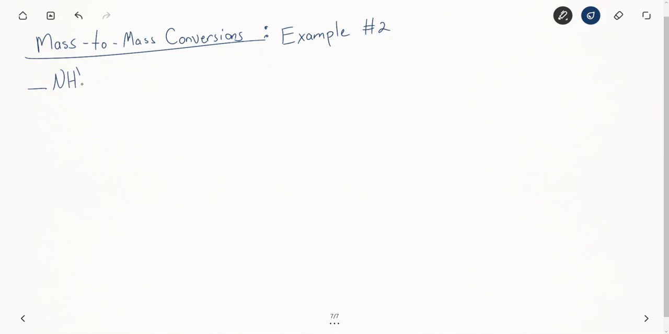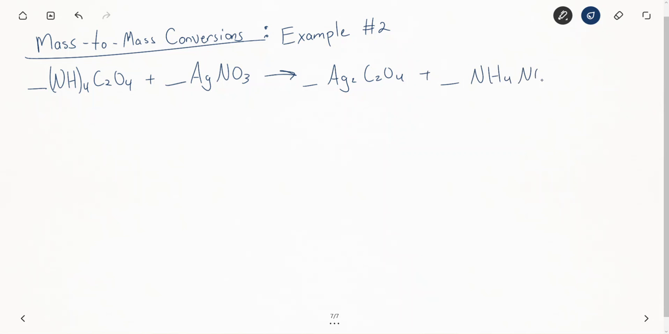between ammonium oxalate, and it will react with silver nitrate to produce these two products. It will produce silver oxalate, and we're going to also have ammonium nitrate.